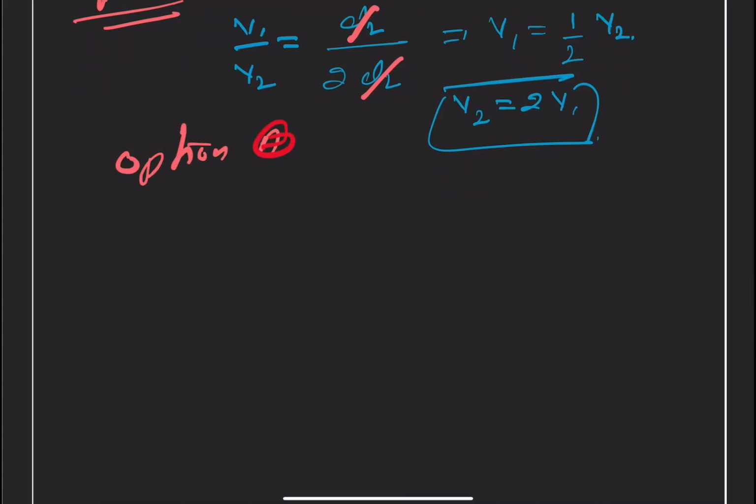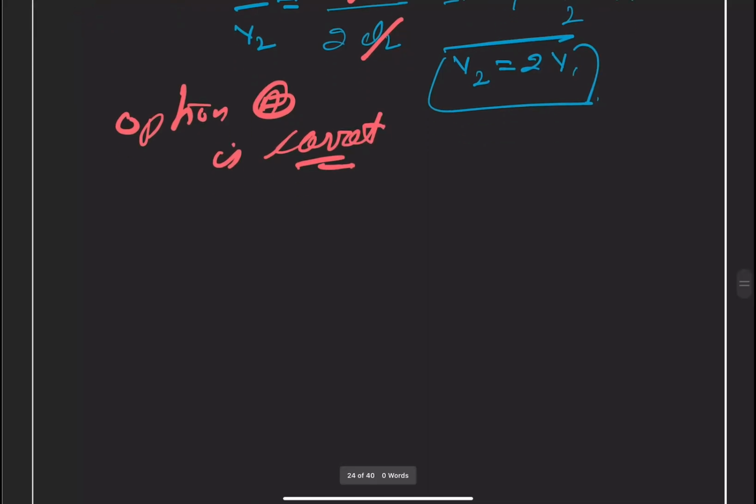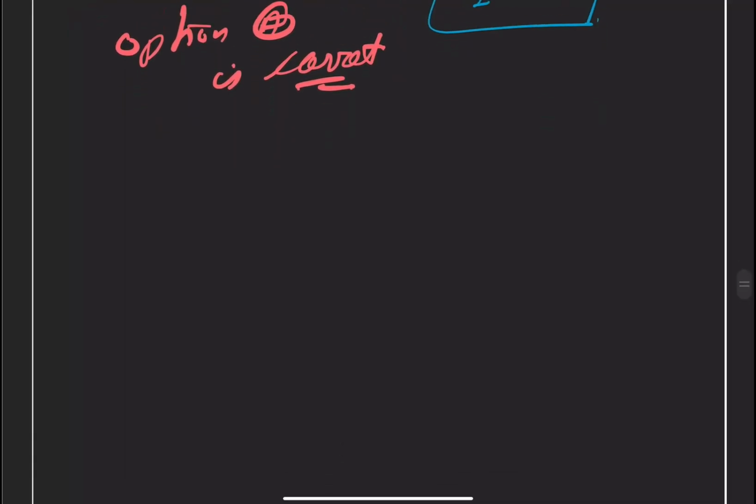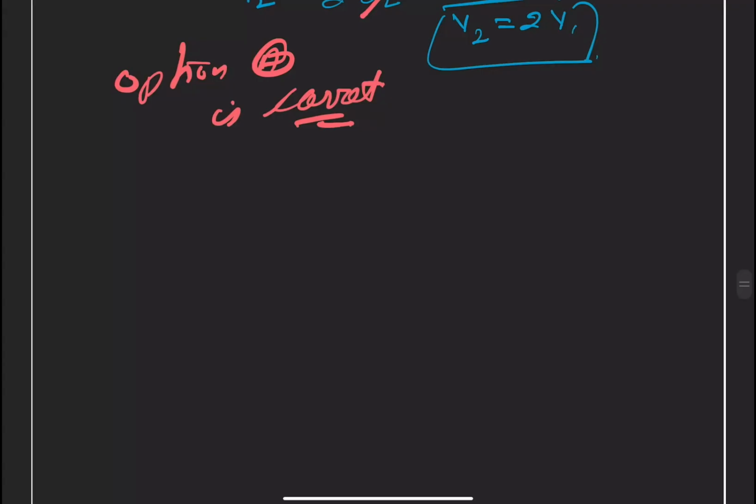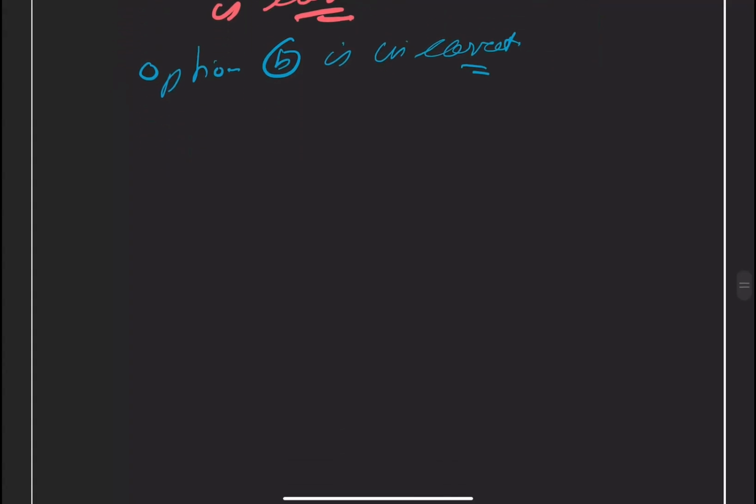Option A is correct. Now we have our option B. Obviously option B will be incorrect because that says V2 is equal to V1. Okay, so from here we can directly say that option B is incorrect. Now we come to the option C.